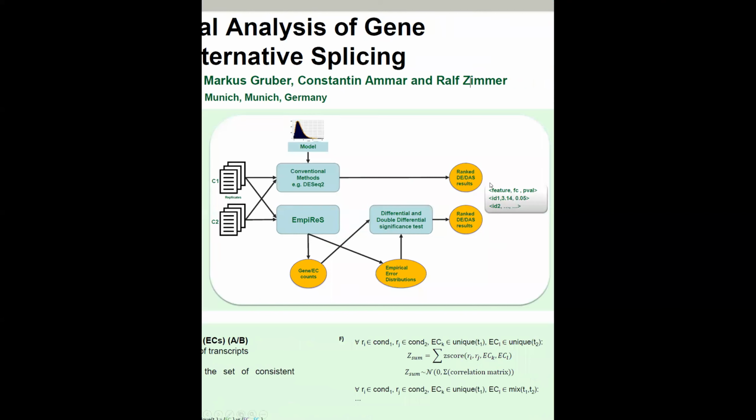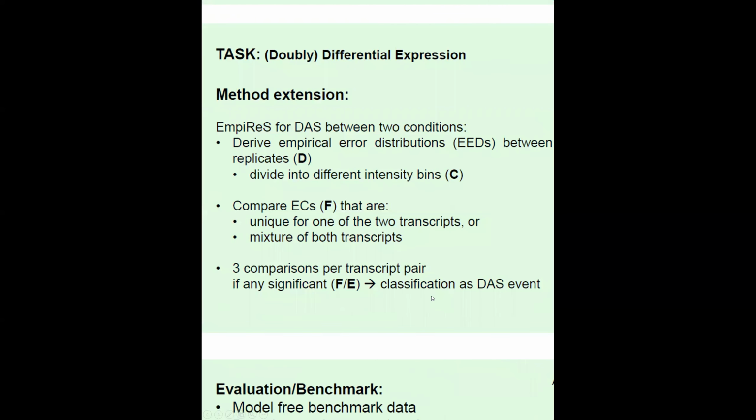Here we see a visualization of the difference between EmpiReS and a model-based approach. In our case, we rely only on the measured data by using the equivalence class counts and the derived empirical error distribution. So we have basically two tasks. First, we want to analyze the differential gene expression, for which it is enough to derive the differential error distribution. In the case of the differential alternative splicing, we also need to compute the doubly differential error distribution between the equivalence classes.